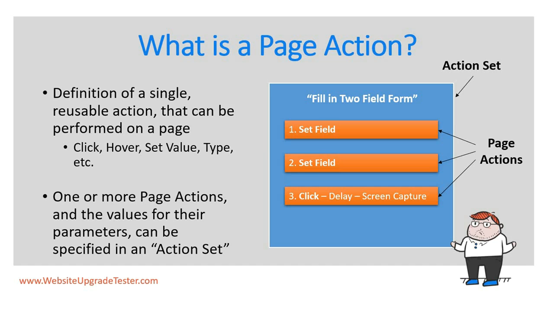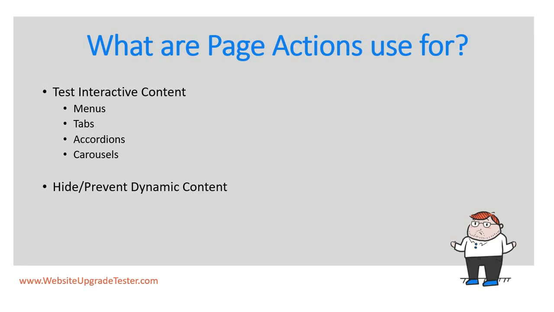For example, if you wanted to simulate filling in a form with two fields, your action set might contain two set field actions and a click action to submit the form. Page actions can be used in any way you wish to control the page. For example, you can use them to open up one or more menus, activate one or more tabs or accordion panels, cycle through a carousel, or to hide pieces of dynamic content.